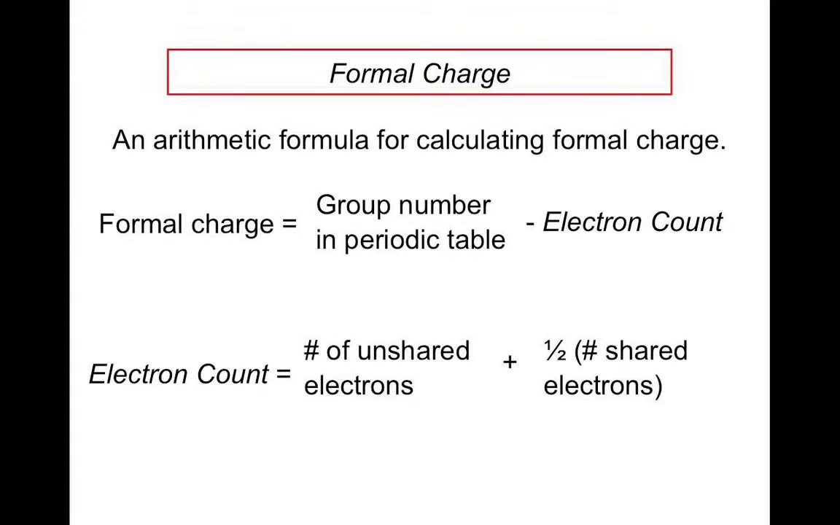Formal charge is equal to the group number in the periodic table minus the electron count. You will have to conduct an electron count each time you want to calculate a formal charge for each atom within a molecule. The electron count is equal to the number of unshared electrons around the atom plus 1/2 the number of shared electrons in the atom.